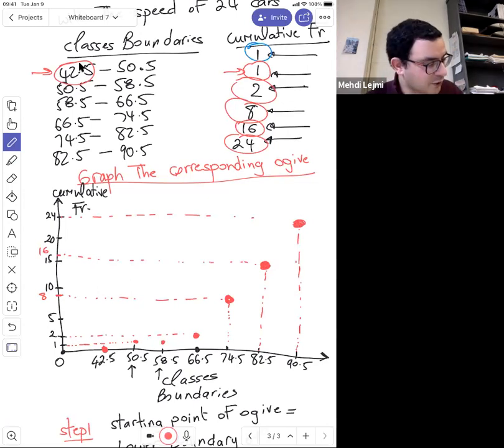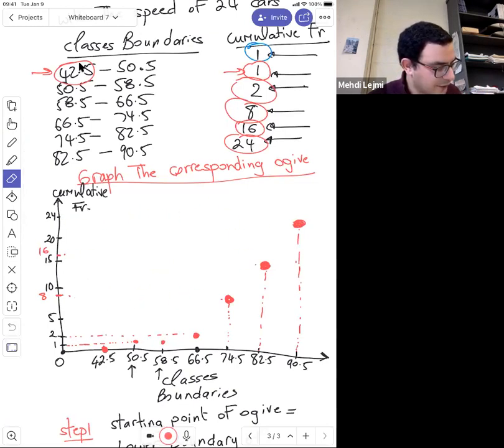And then you need to connect all these points, and that will be your ogive. So I'm gonna connect. These vertical and horizontal lines, I'm just trying to explain, they're not part of the ogive, right? I'm just trying to explain how I plot all these points.